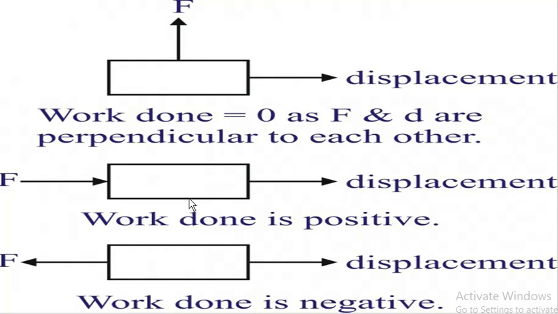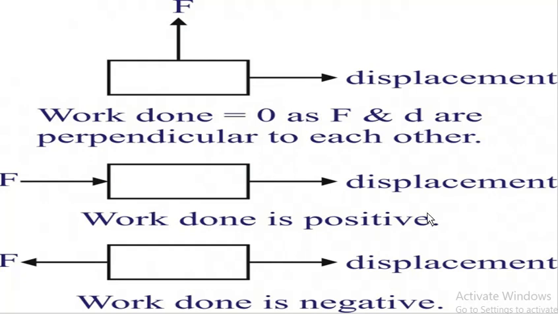But when it gets displaced some distance, you are applying the force and it is moving in the direction of force, then it will be taken as positive. But when the force is in this direction and the body is moving in the opposite direction, then work done will be taken as negative. So these are the three conditions. Please keep in mind, when work done is 0, the object is at rest, there will be no movement, right? That time you have potential energy, that we'll do later on in this chapter.